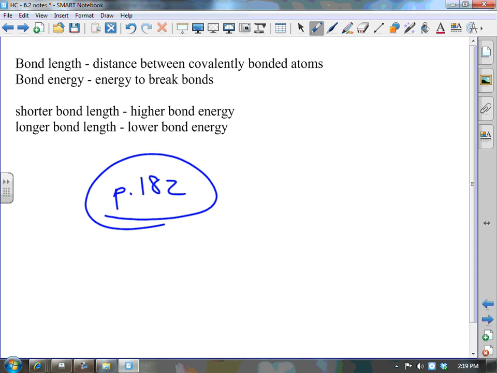The other thing you can notice on that chart, real simply by looking at it, the shorter the bond length, the higher the bond energy. The closer the atoms are, the harder it is to break them apart. The farther apart the atoms are, the easier it is to break them apart. Again, we'll talk about that in more detail as we look at specific structures after we've drawn them. But again, you can be familiar a little bit with that chart on page 182.